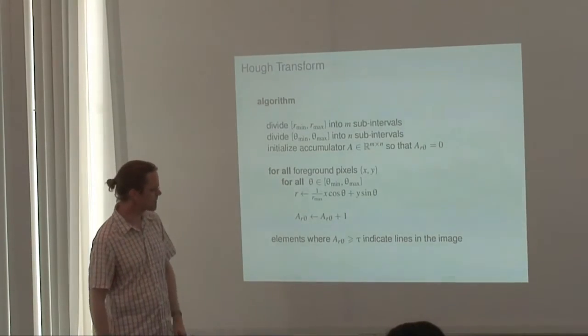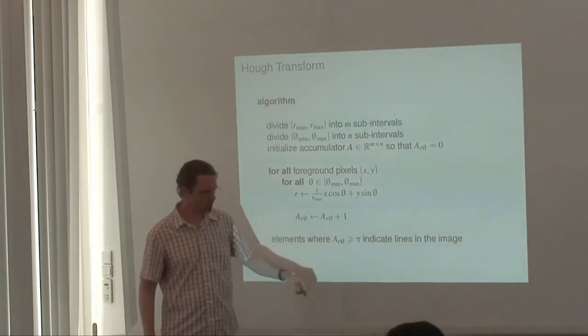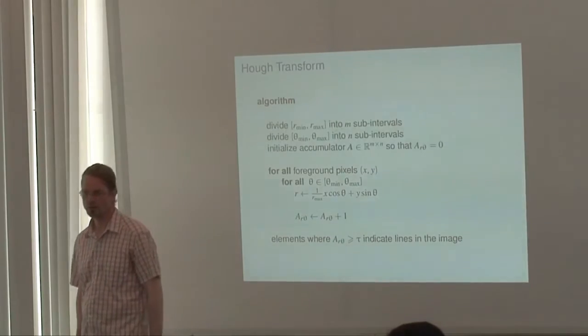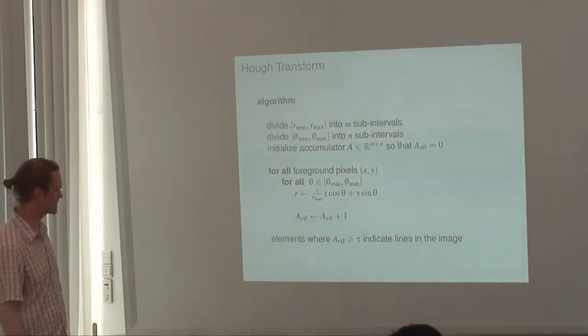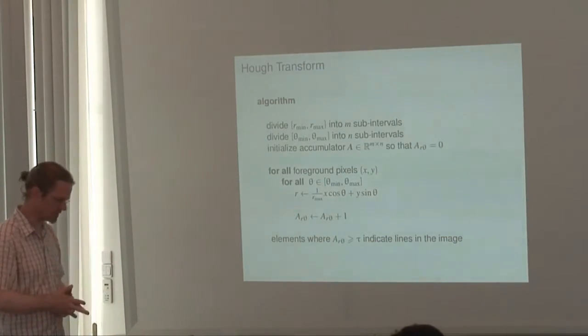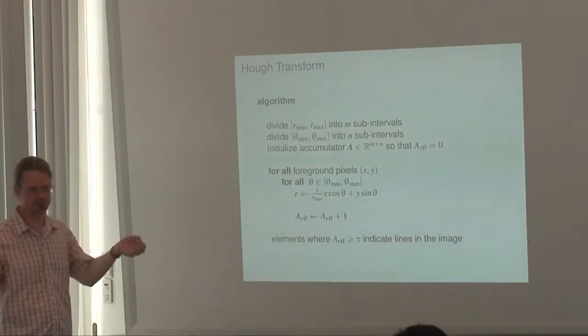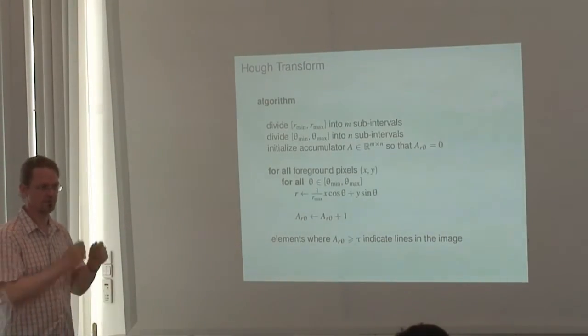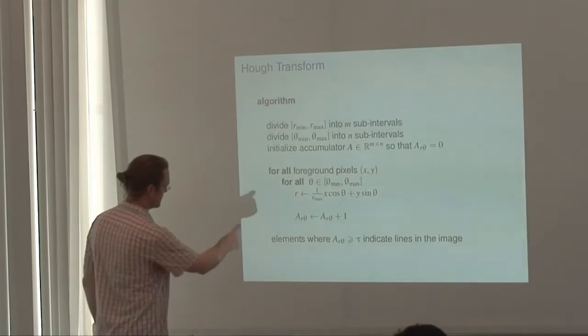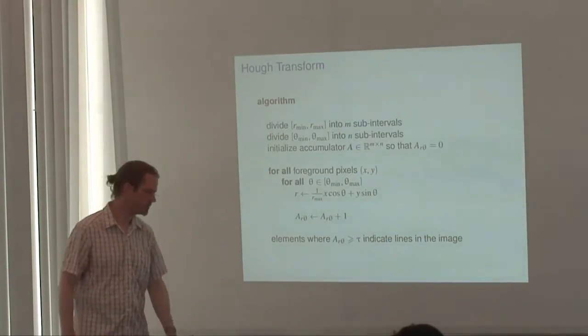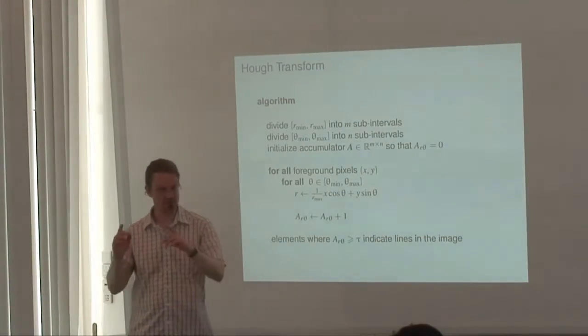Once we are done, we go through this matrix, R and theta, and look at, I don't know, entries where there is more than 5 or 50 or some threshold counts in that bin of this matrix. And for every entry in here, we would say, okay, that defines a line.